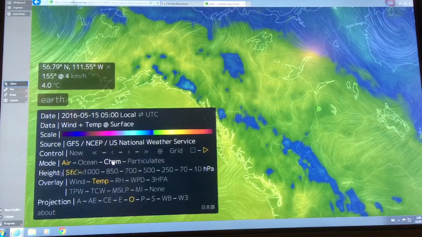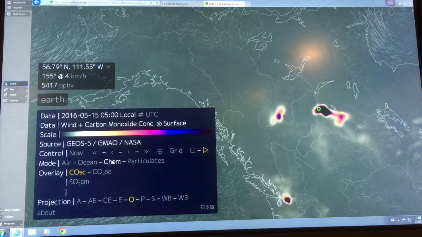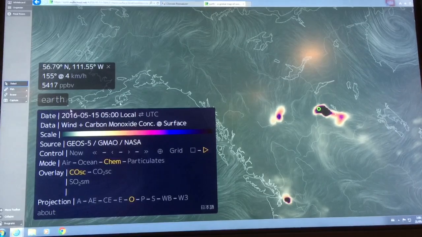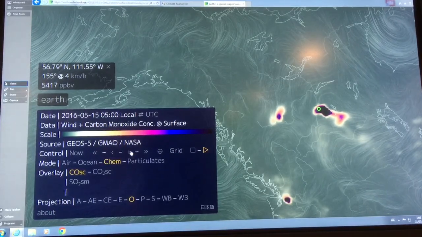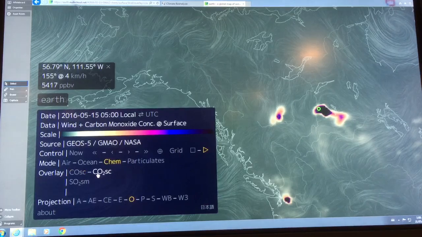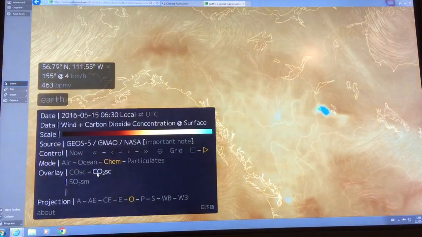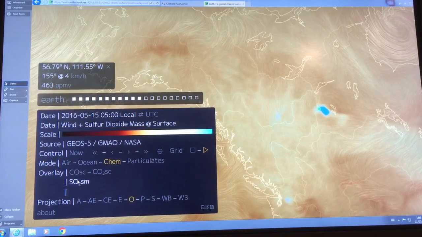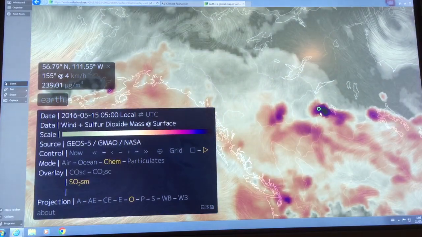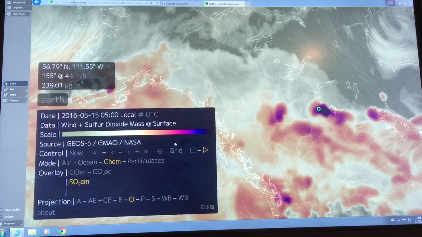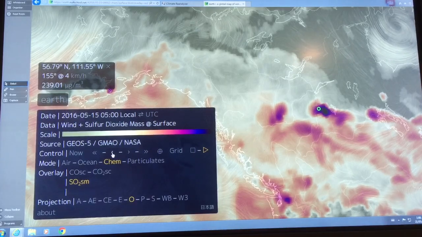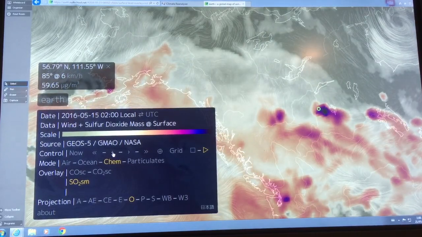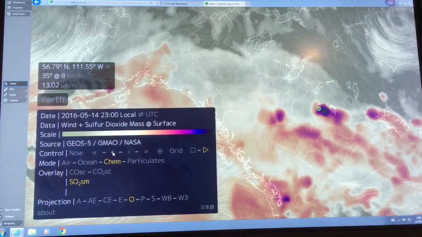We can go on to the chemistry. And here we go. So this is May 15th. This is CO levels, carbon monoxide levels, very high. CO2 levels, you can see that they're also very high. And SO2 levels, sulfur dioxide, are also very high. So these are the fires that are burning there right now, and you can also scan through the days and see when the fires are most intense. You can scan through the hours here, like look at 3-hour increments.